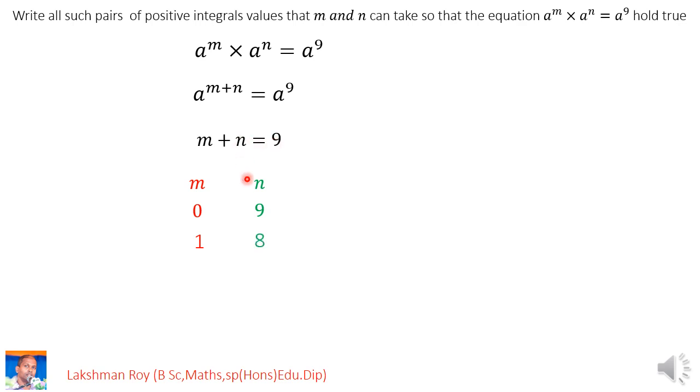Then I can select m as 2. M as 2 means n should be 7. This is another pair. Now m as 3. N is 3 plus 6, right? 6. This is another pair, right? Then m as 4. M as 4. Then you can take n as 5, right? So n as 5. So if you select m as 5, n is 4, right? So this can be varied. That means m is 9, n is 0. Anyway, right? So these are the pairs. How many pairs? 1, 2, 3, 4, 5 pairs, right? So those are the pairs m and n can take.